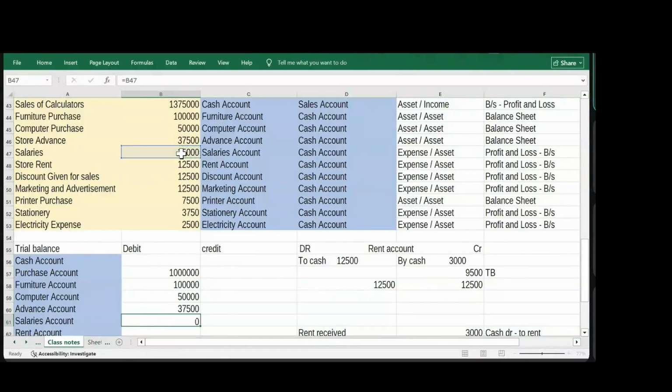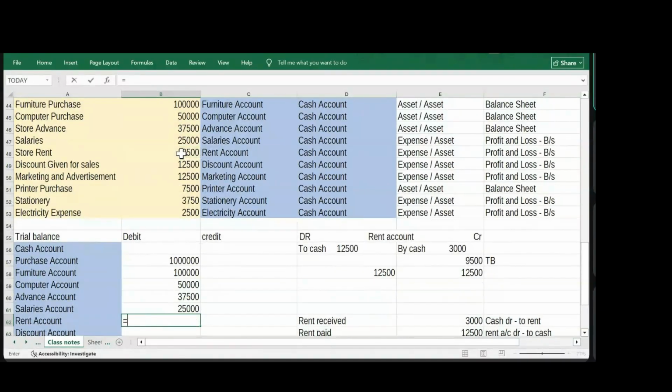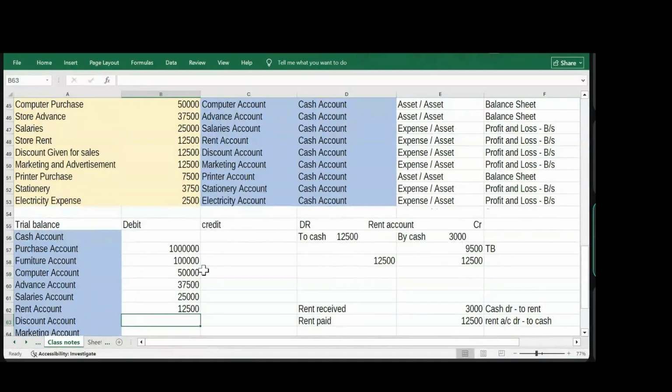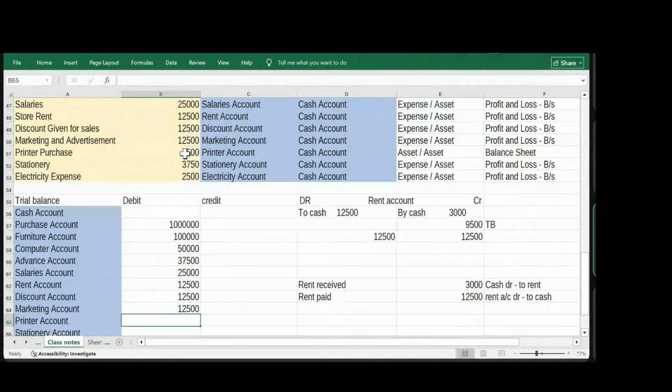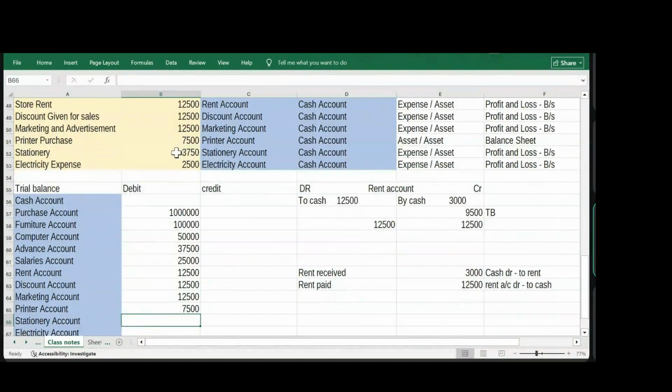Salaries, rent, discount account, marketing and advertisement, printer. This is the balance. Stationery.